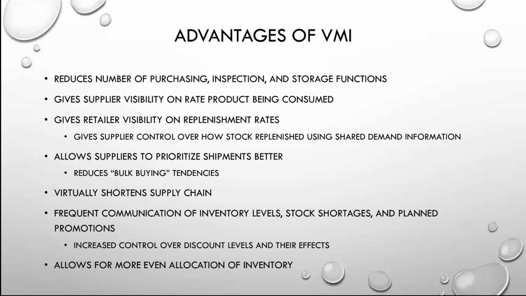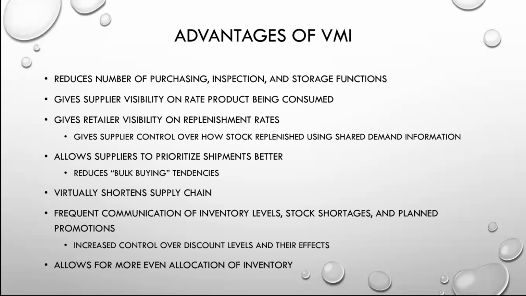It allows suppliers to prioritize shipments better, which reduces bulk buying tendencies. Demand smoothing strategies work much better for this because you know the entire chain. If everyone works together in a VMI where everyone is an equal partner, this is very good. As you're going to see, it doesn't always work out that way. But nonetheless, an optimal VMI does that.